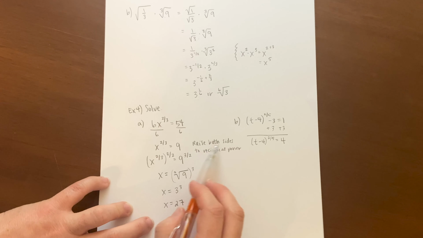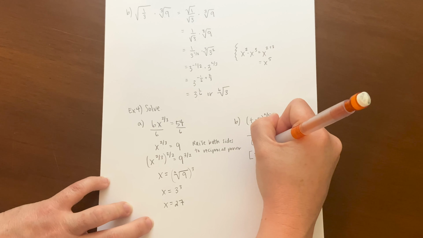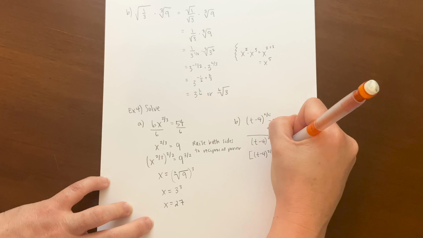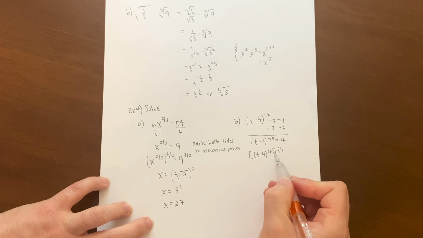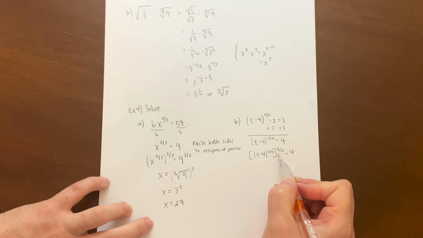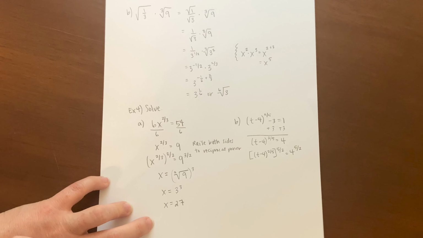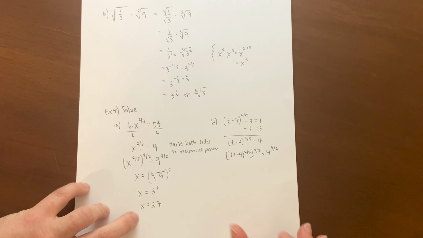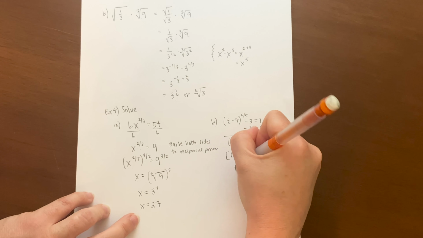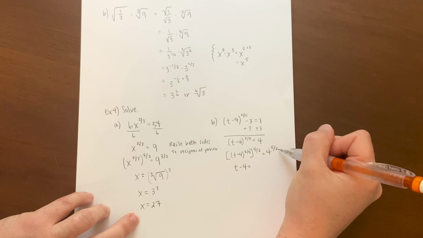Now we're going to use this raise both sides to the reciprocal power. So we've got t minus 4 to the 2/5. That's going to be raised to the 5/2 because remember that reciprocal power is going to cancel out. But if I raise the left side of the equation to the 5/2, I also have to raise the right side of the equation to the 5/2. All right, then we've got 2/5 times 5/2 cancels out. So here I have t minus 4. And then over here I have 4 to the 5/2 power.